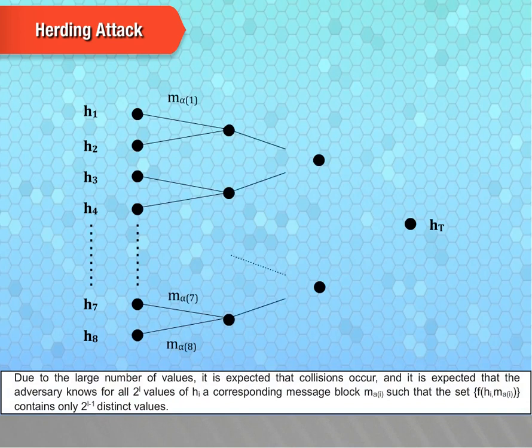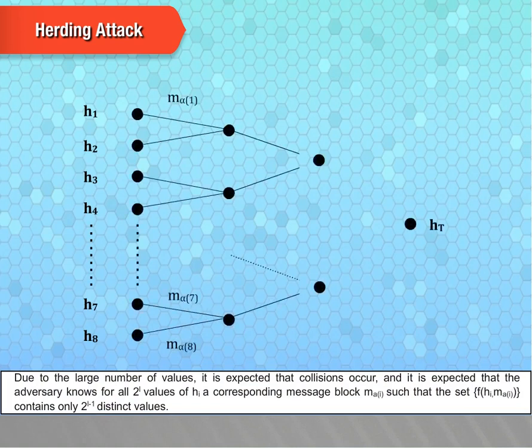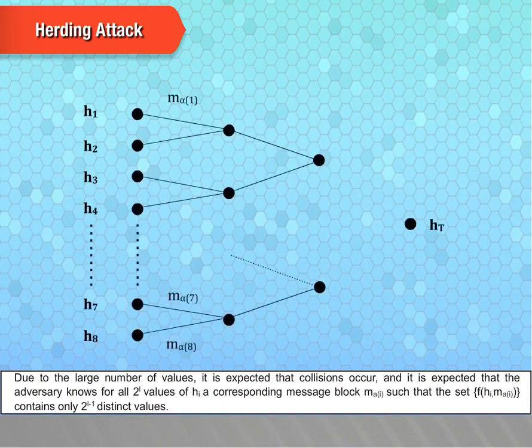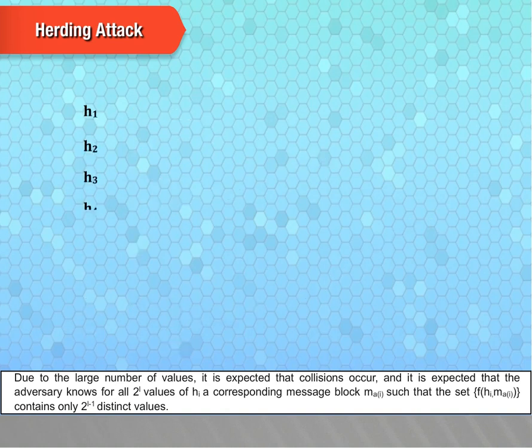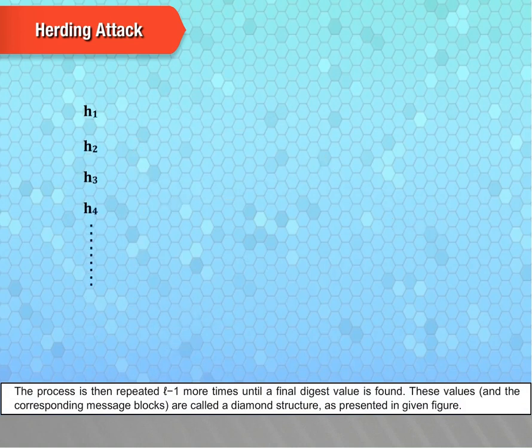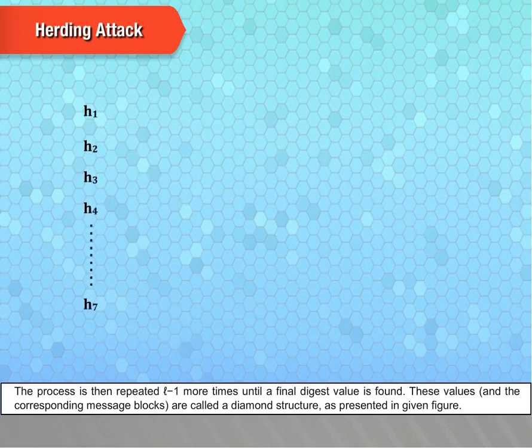Due to the large number of values, it is expected that collisions occur, and that the adversary knows for all 2^L values of h_i a corresponding message block m_a(i) such that the set f(h_i, m_a(i)) contains only 2^(L-1) distinct values. The process is then repeated L-1 more times until a final digest value is found. These values and the corresponding message blocks are called a diamond structure as presented in the given figure.